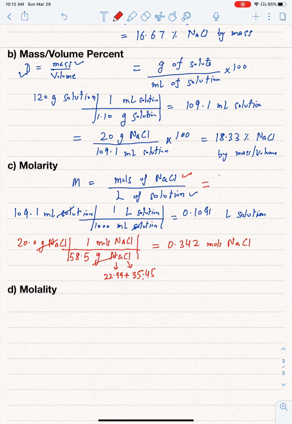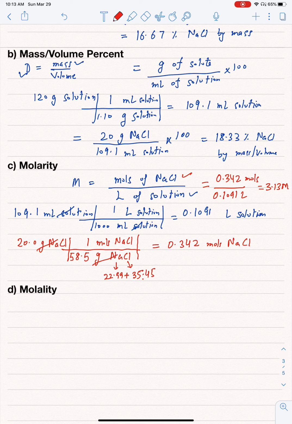So the molarity is going to be 0.342 moles divided by 0.1091 liters of solution. So when we do this math, 0.342 divided by 0.1091 liters is going to be 3.13 molar. So 3.13 is going to be an uppercase M. That's how you write it.